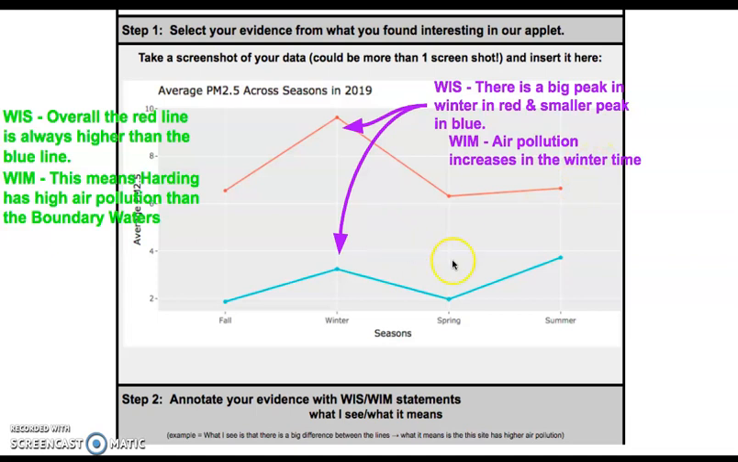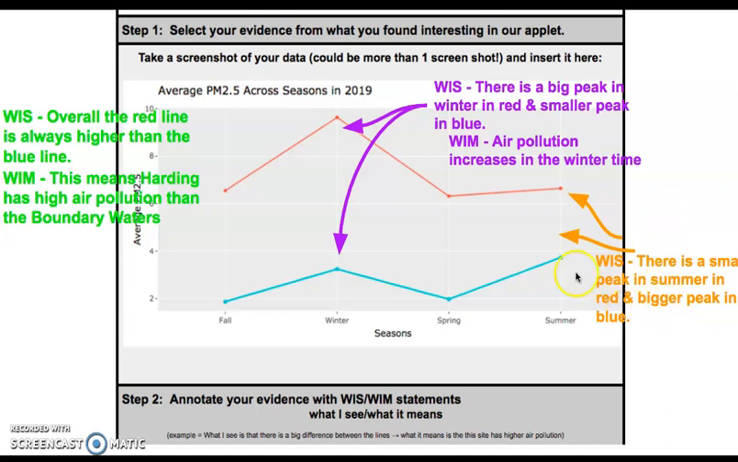And then I might try to find something else to notice. I noticed that there's this little upward spike here. So what I see is that there is a small peak in the summer in red and a bigger peak in blue. There's this little increase in red and there's a big increase in blue here in the summer. So what that means is that summer also has an increase in air pollution, but not as much as winter.